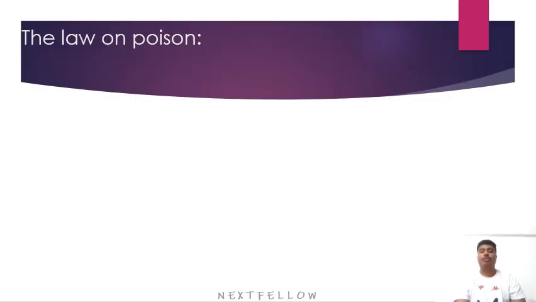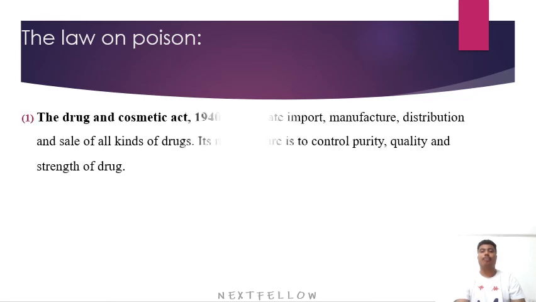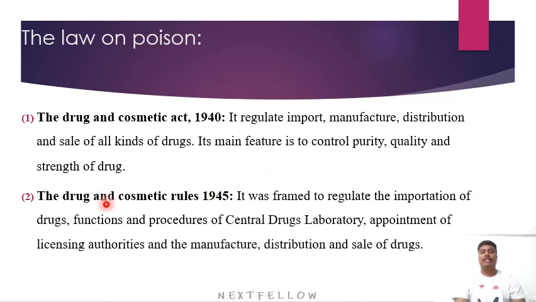Now, what are the various laws and acts which are formed on poison? The first, the Drugs and Cosmetics Act 1940. It regulates import, manufacture, distribution and sale of all kinds of drugs. Its main feature is to control purity, quality and strength of a drug. Now, the Drugs and Cosmetics Rules 1945. It was framed to regulate the importation of drugs, functions and procedures of Central Drugs Laboratory, appointment of licensing authorities and the manufacture, distribution and sale of drugs.